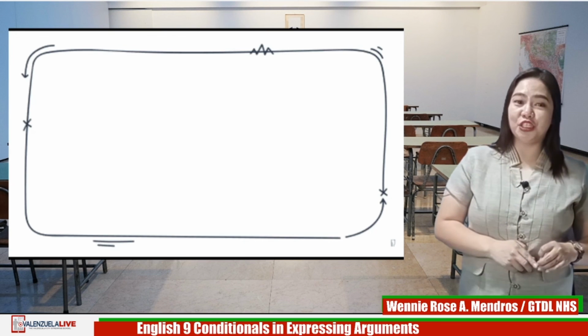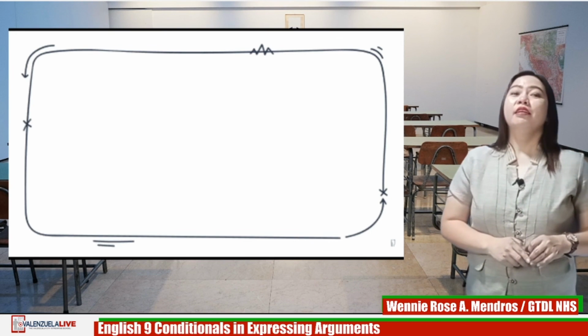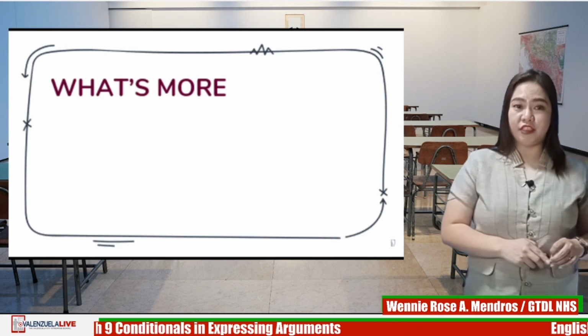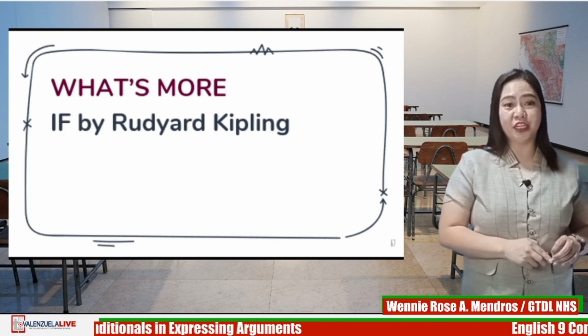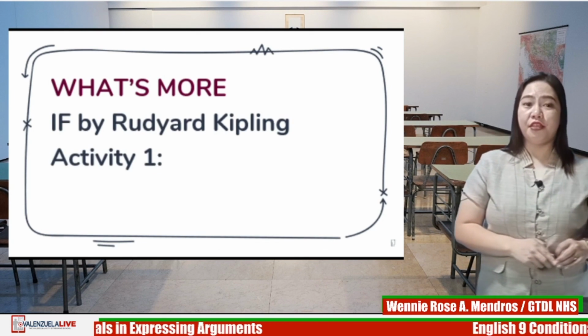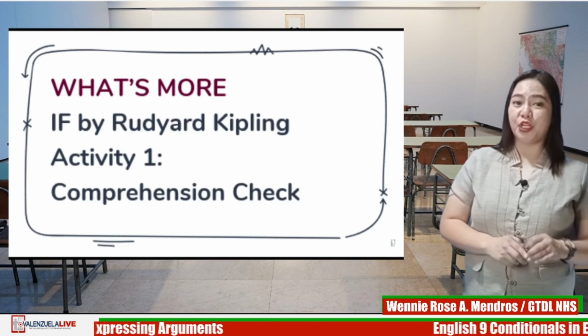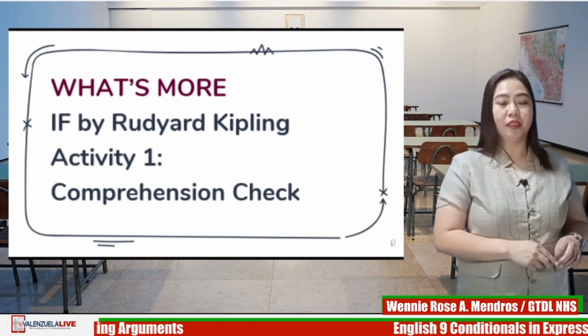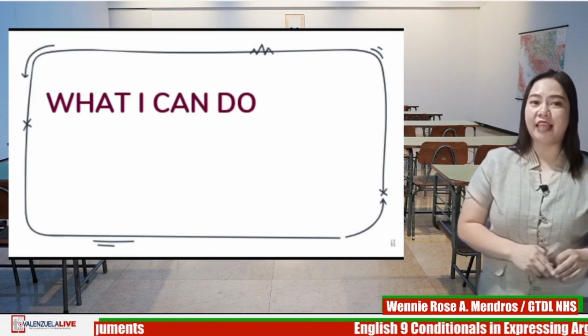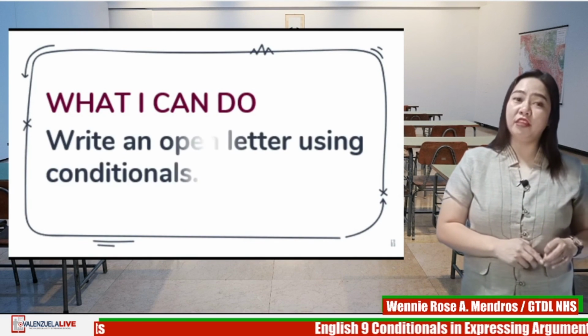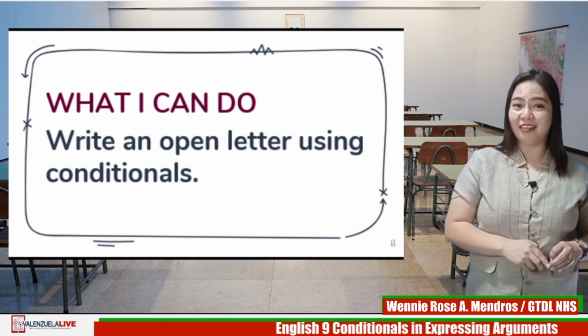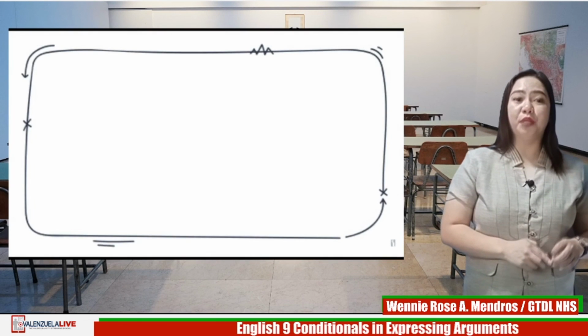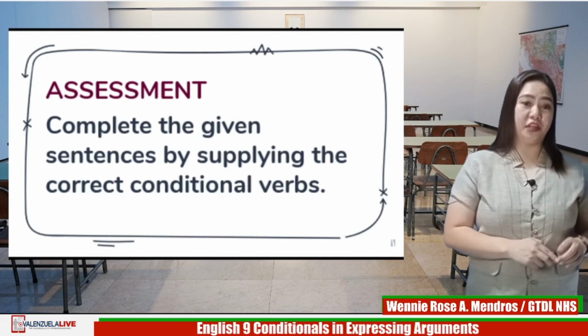Now it is time to check your learning packets. You will see what's more with the reading selection written by Rudyard Kipling. In activity 1, there is a comprehension check where you will answer questions about a poem. What I can do is the next task, where you will write an open letter using conditionals. And in the assessment part, you will complete the given sentences by supplying the correct conditional verbs.